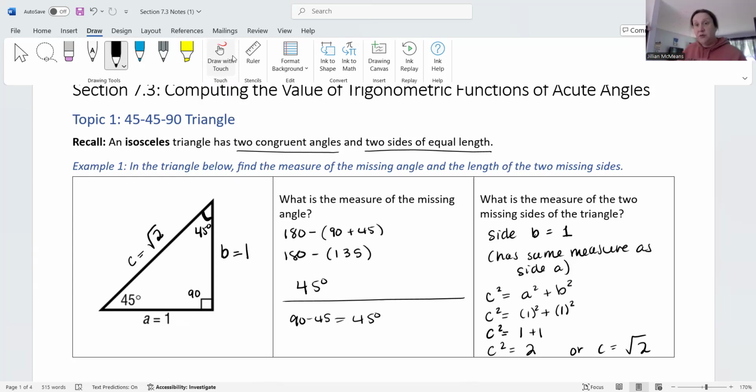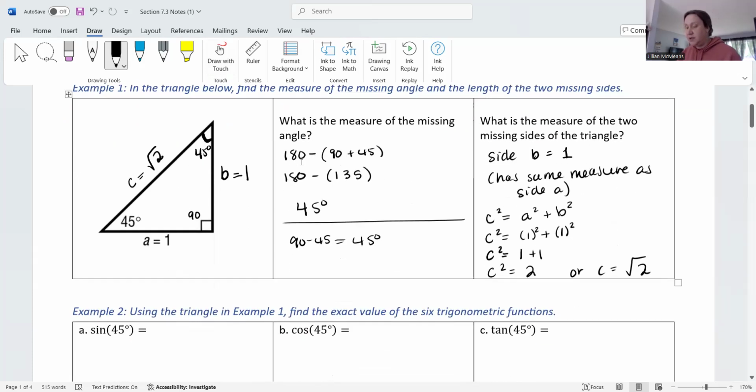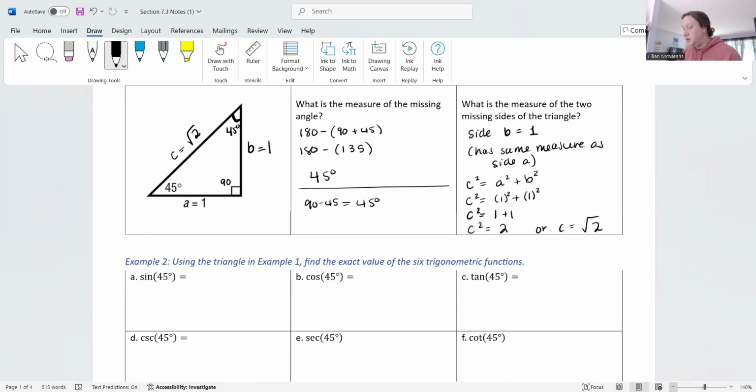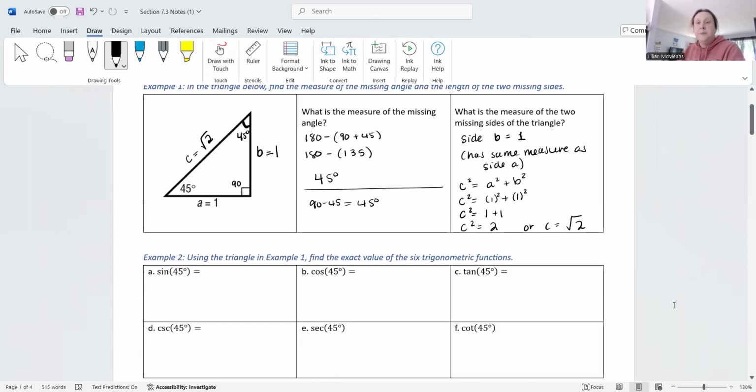And we know that if we have a right triangle, and we know the angles of that right triangle and we know the sides of that right triangle, we can then find the ratio of the sides for each of those six trigonometric functions. That's what we're going to do in the next example, so keep this in mind. Let me see if I can shrink it so we can see both at the same time. Okay, so for example 2, it says using the triangle in example 1, find the exact value of the six trigonometric functions.